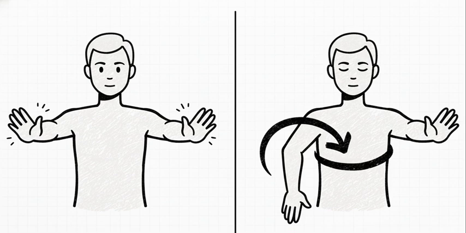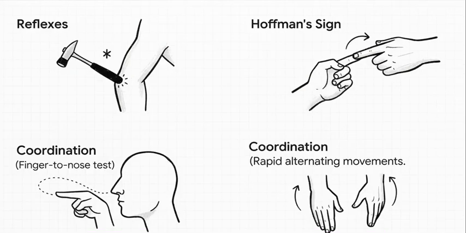It's a really subtle sign, but it's so powerful because it perfectly shows how these lesions tend to make the extensor muscles weaker than the flexors in the arms. So, after we've checked power, we move on to reflexes. You know, the biceps, the triceps, and a really important UMN sign called Hoffman's sign.